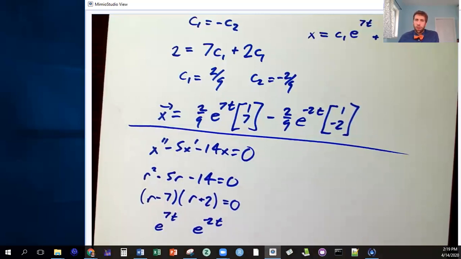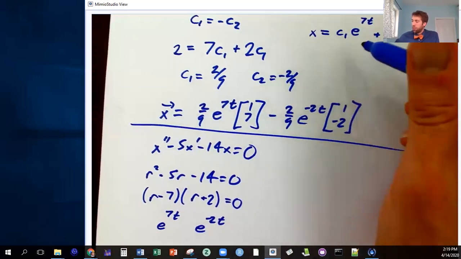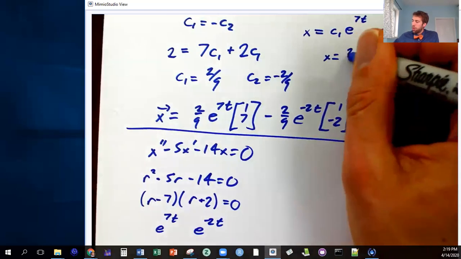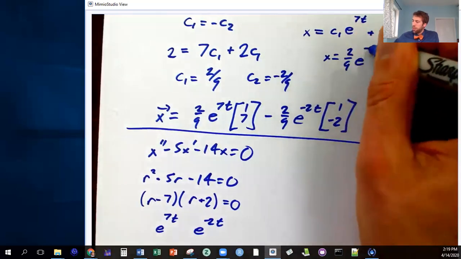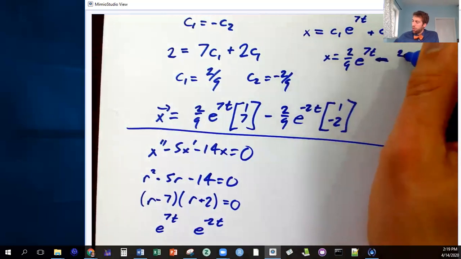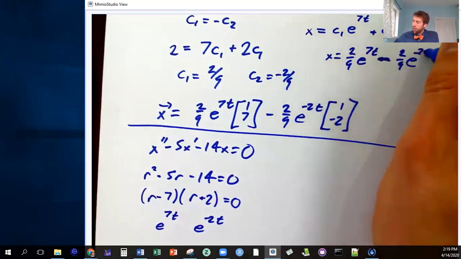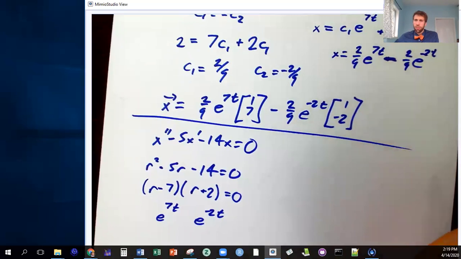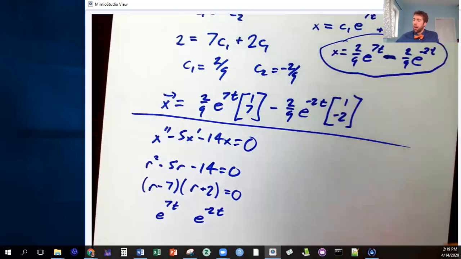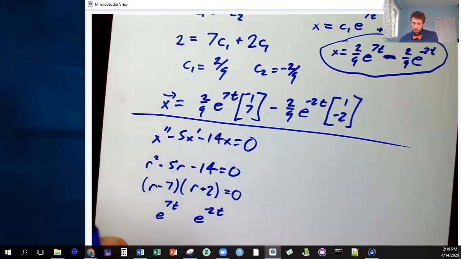Okay, but I've already solved for c1 and c2 now, so I know that x equals 2/9 e to 7t minus 2/9 e to negative 2t. And that's the final answer, because the original question was not in terms of a linear system. The original question was in terms of a single function that had a second derivative in it.